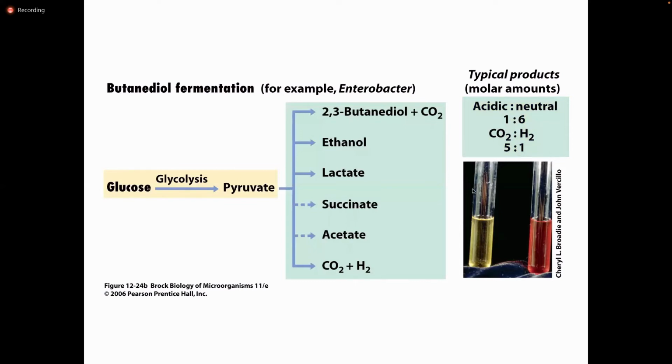This is also the same. This is for Enterobacter, called the butanediol fermentation. So glucose, after glycolysis by the Enterobacter, produces butanediol, also ethanol, also lactate. These are minor ones. So if this is uninoculated and this is inoculated, it will change color and also produce gas. So this is the way to differentiate whether it is Enterobacter or not.